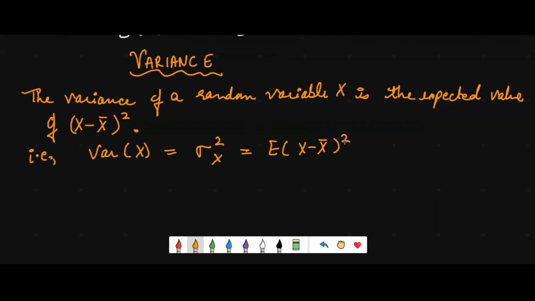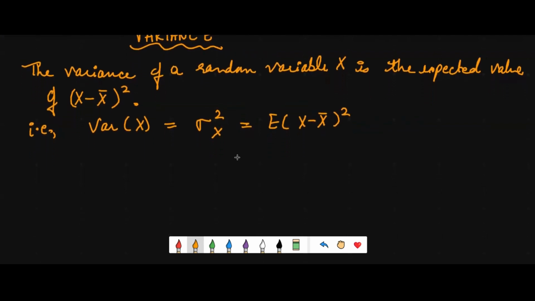We can also simplify this, so let me just quickly solve it. As we know the properties of the expectation, this is nothing but x square plus x bar square minus twice of x into x bar. I have just applied the (a minus b) whole square formula: a square plus b square minus 2ab.